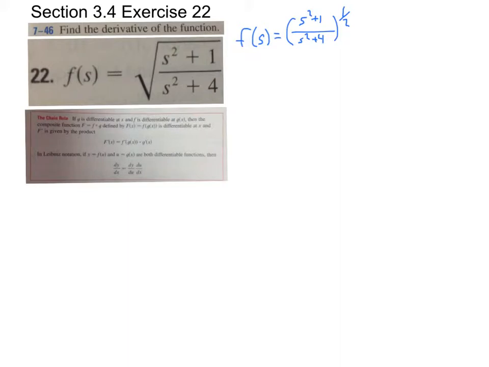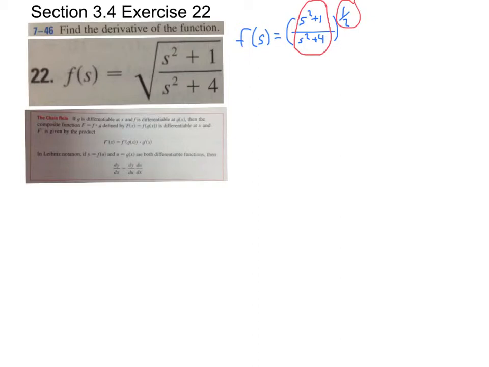So in this problem we will use the chain rule, which I wrote below. It's helpful to look at these and recognize that we do have two functions. We have an exterior function of something to the 1/2 power, and then we have an interior function of s squared plus 1 over s squared plus 4. Those are the two things that we're going to be taking the derivative of.